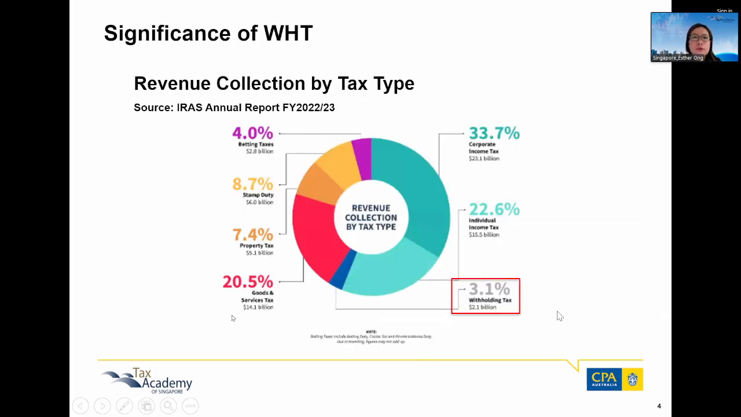Okay, this slide here shows you the importance of withholding tax for Singapore tax collection. As you can see from this pie chart, which is taken from the IRAS annual report for FY 22-23, withholding tax is about 3% of the total tax collection of IRAS revenue collection.